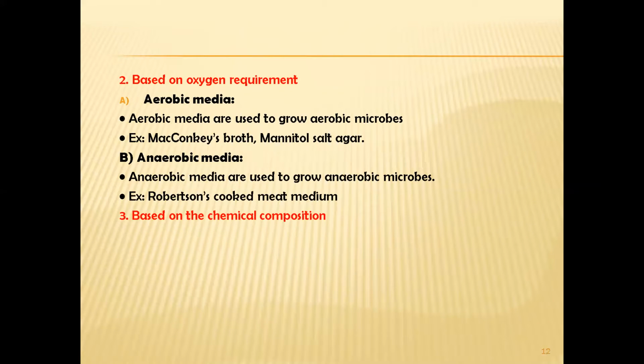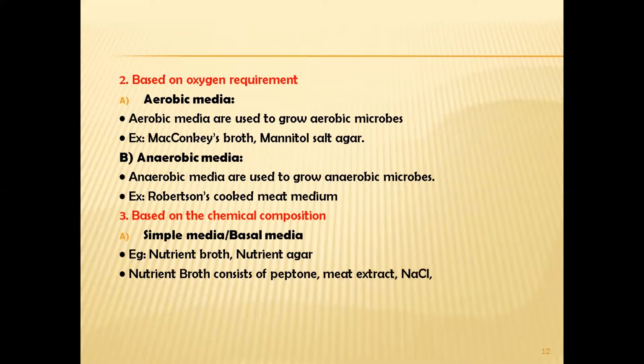Based on chemical composition, the media can be divided as simple or basal media. An example is nutrient broth and nutrient agar. It contains peptone, meat extract, and sodium chloride. And nutrient broth plus 2% agar is known as nutrient agar. So nutrient broth and nutrient agar are the same, the only difference is that nutrient broth does not contain agar, while nutrient agar contains 2% agar.